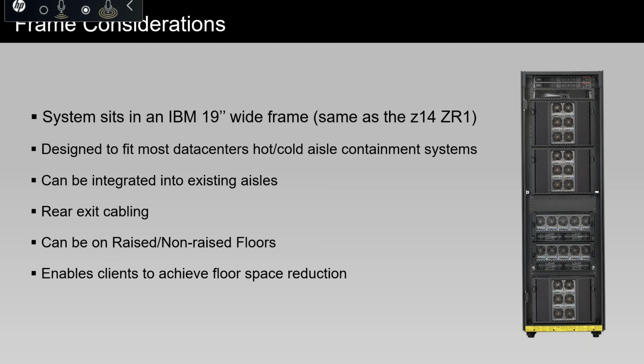They're designed to fit in the hot cold aisle. They can be integrated into your existing aisles. One of the changes here, it came with the Z14, but also in the Z15, is only rear exit cabling. So you only need one cutout instead of two, and it can be on a raised floor or non-raised floor. It enables clients to achieve floor space reduction, which is why they were asking for it to be in a 19-inch rack for years.